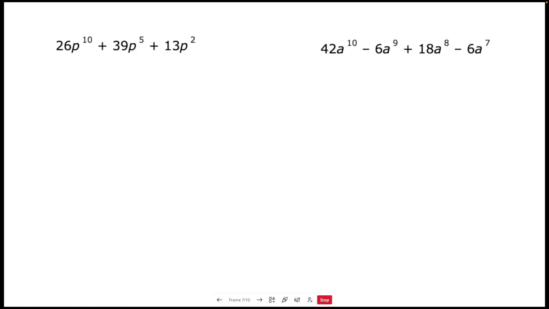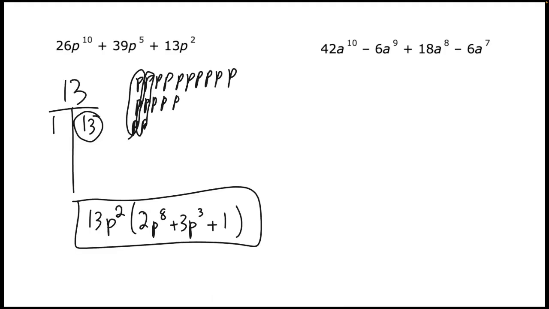Okay, now that you've had time to work these problems, let's check your solutions. For the first problem, here is the work, and you should have ended up with 13p to the second (2p to the 8th plus 3p to the 3rd plus 1).